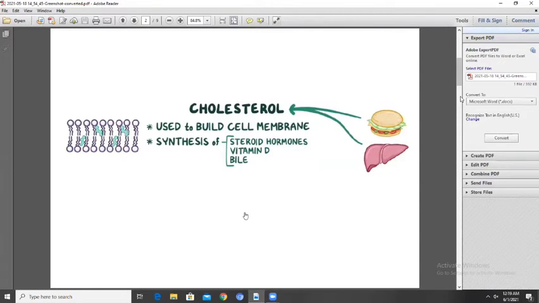The other function of cholesterol in our body is to build up steroid hormones that are produced by the suprarenal glands. Vitamin D is activated by the enzyme alpha 1 hydroxylase that is present in the kidney. Bile acids are stored in the gallbladder. Most of the cholesterol is stored in the gallbladder in the form of bile salts and bile acids.